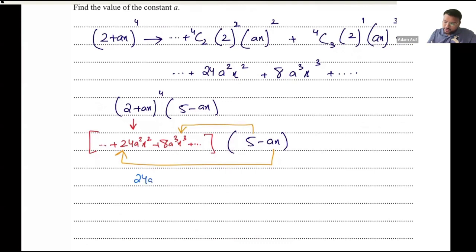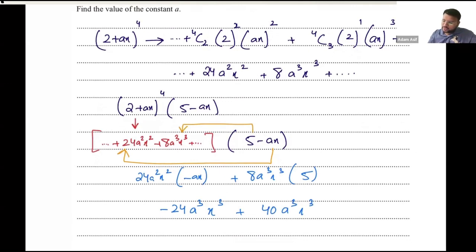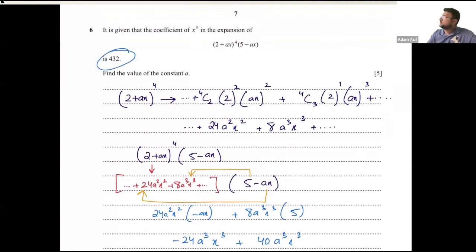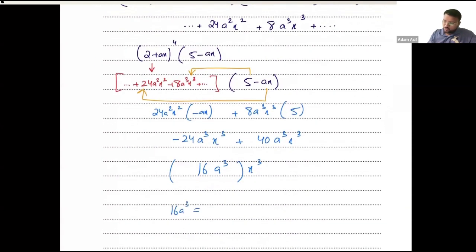So 24a square x square times minus ax plus 8a cube x cube times 5. So ये हो जाएगा minus 24a cube x cube plus 40a cube x cube. So what is the coefficient of x cube? The coefficient of x cube is minus 24 plus 40, that is 16a cube. And the coefficient of x cube was given in the question to be 432. So I'm going to equate this value to 432 to get the value of a.